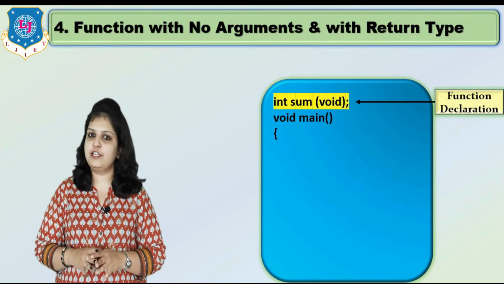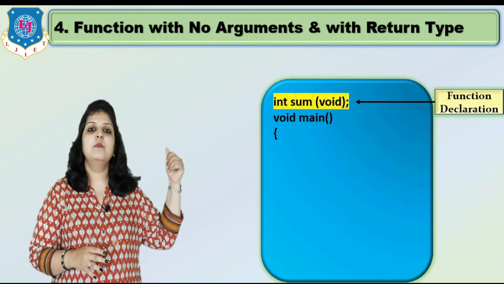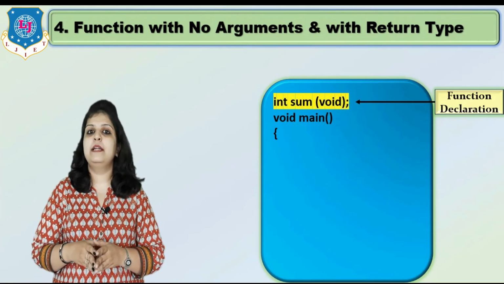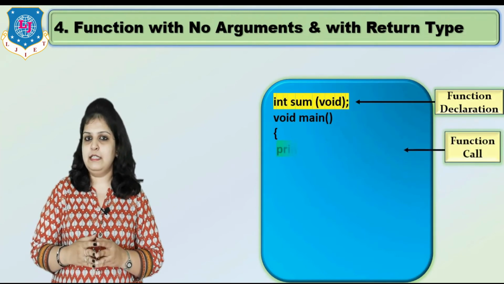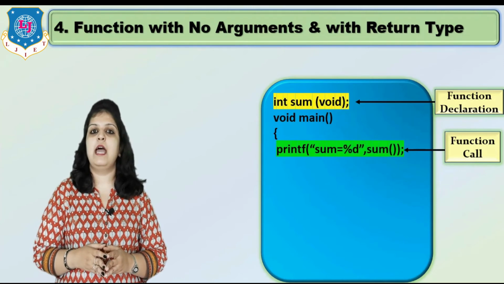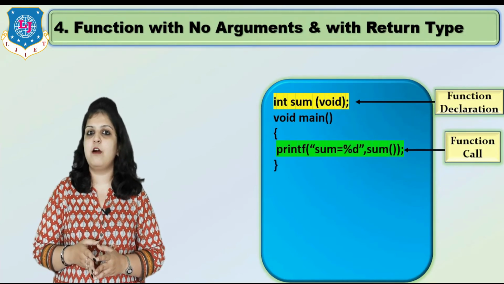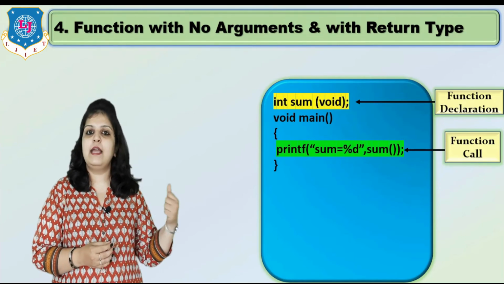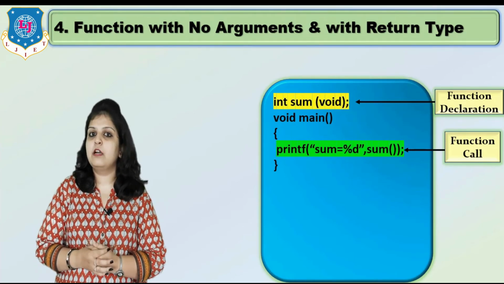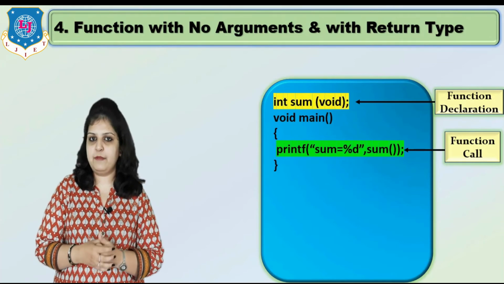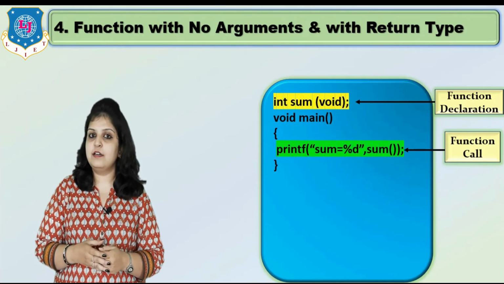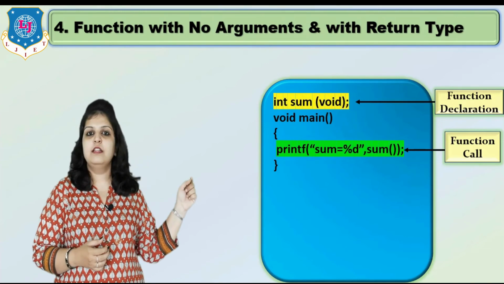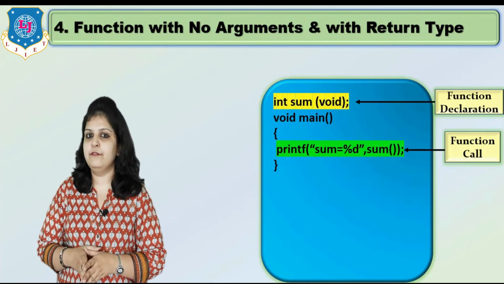So the function declaration part is completed. Now move to the main section. In main I am writing a printf statement, and sum is equal to %d and calling the function after the comma, that is sum, and opening closing brackets. Why am I writing printf here? Because here with the return type concept, our answer is returned from the user defined function to the main function, that's why our answer is printed in the main function.